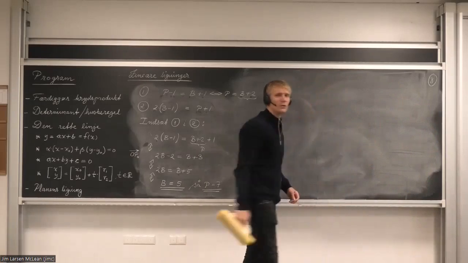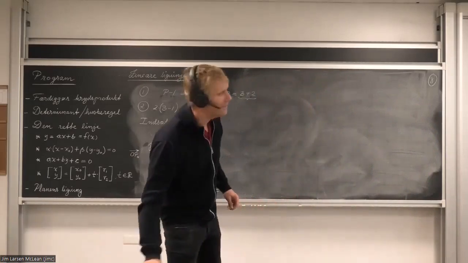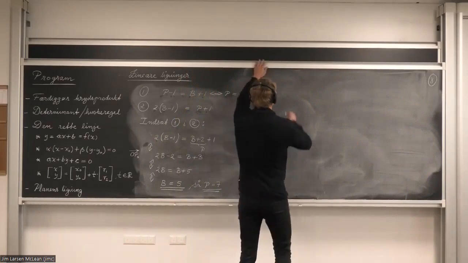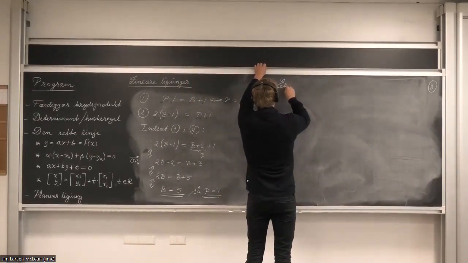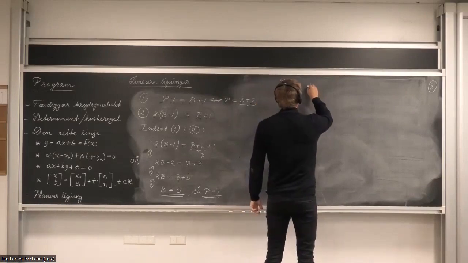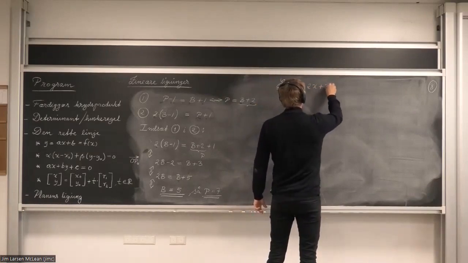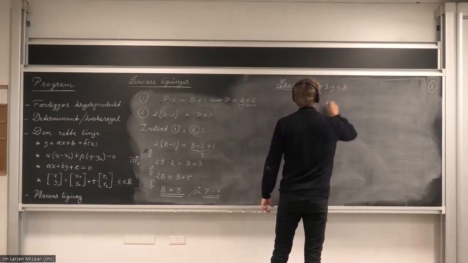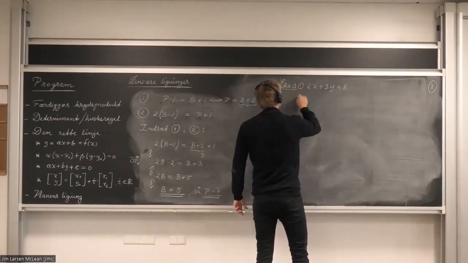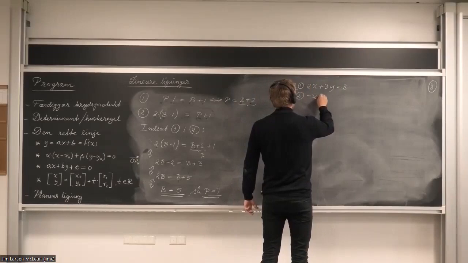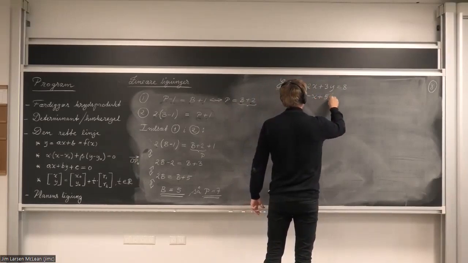Let's just understand something about equations. Look, if it says like this, for example: 2x plus 3y equals 8, that's line 1, and line 2, minus x plus 5y equals 9.